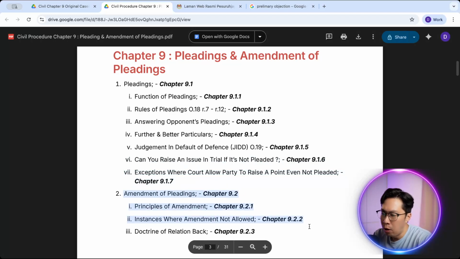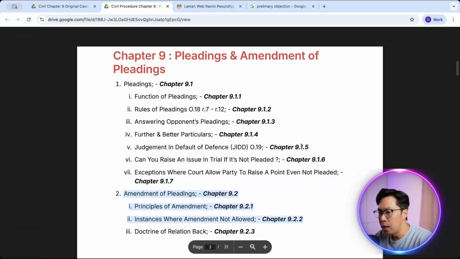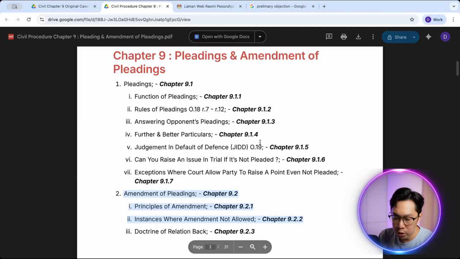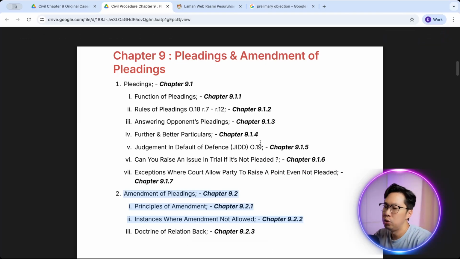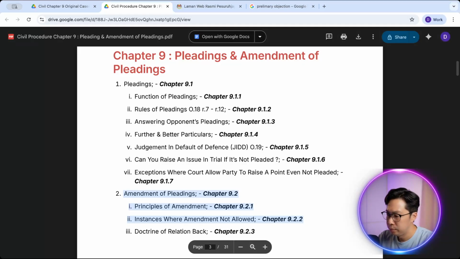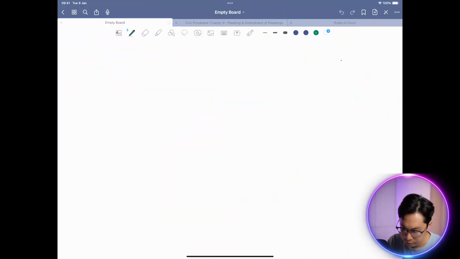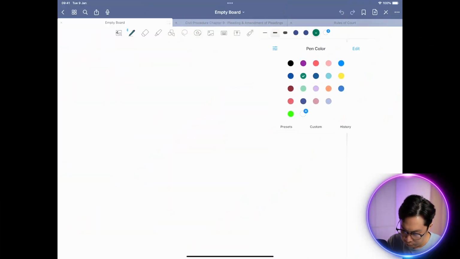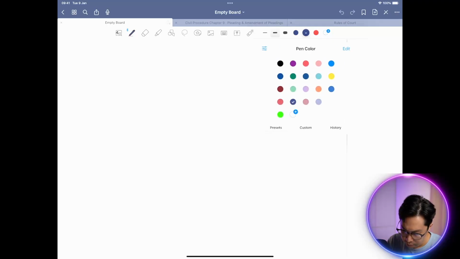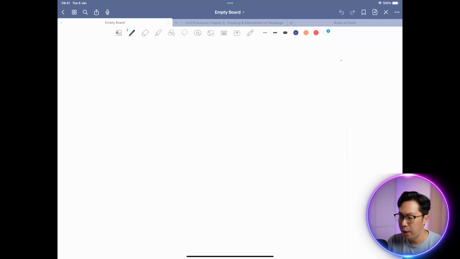Then after that, we go to amendments of pleading. So here, we will read the statute together. Now, what I will do is, what about the notes? Can you do any kind of notes? Now, let me show you. All right. So when it comes to pleading, you have rules. You can look at the notes. Okay, you have rules.